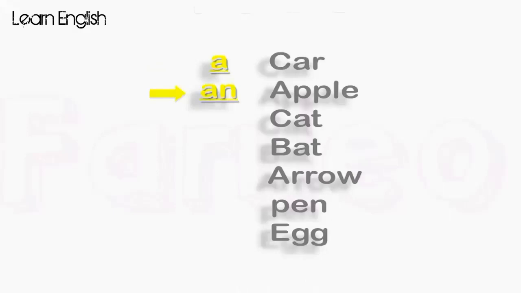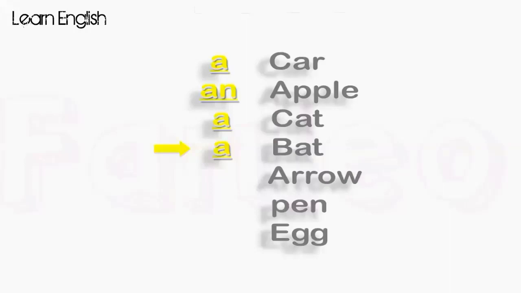The next example that we have is cat. Now cat again starts with a C, which is a consonant. So we will have to put a cat. The next example that we have is bat. Now bat starts with B, which is again a consonant, so we have to put a in front of it, a bat.